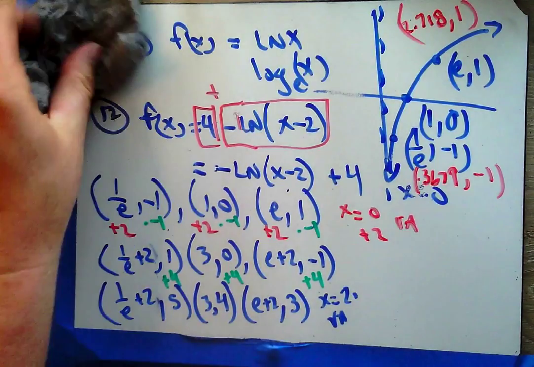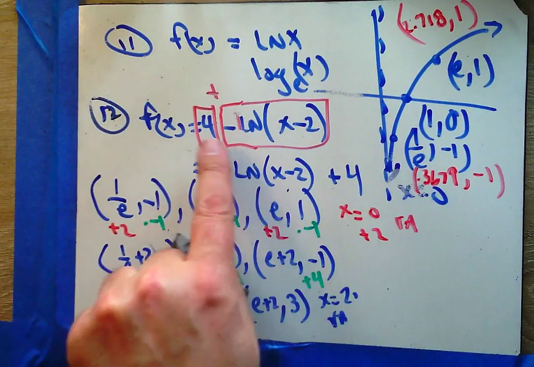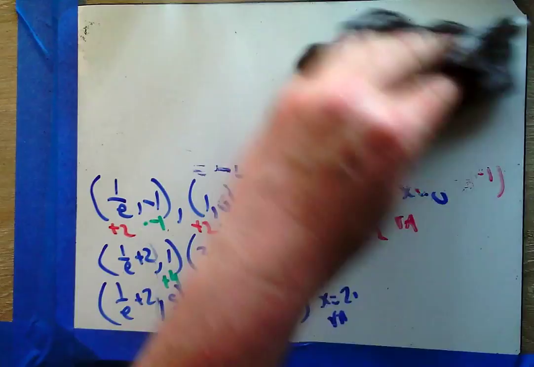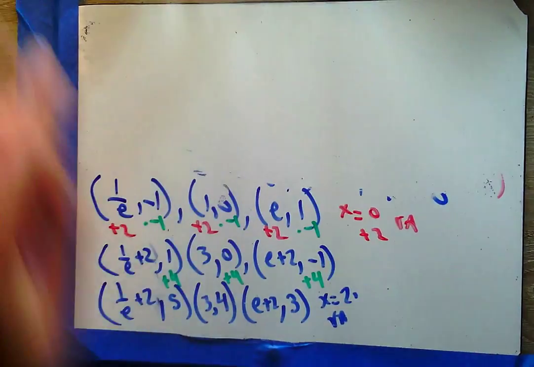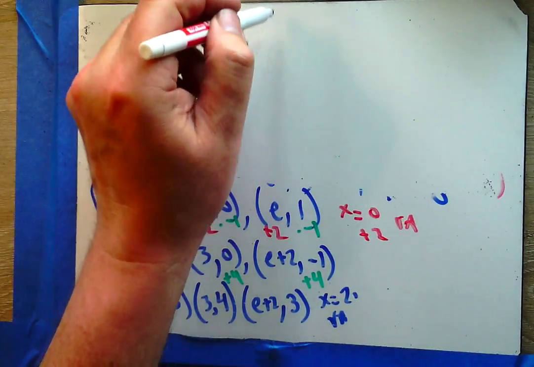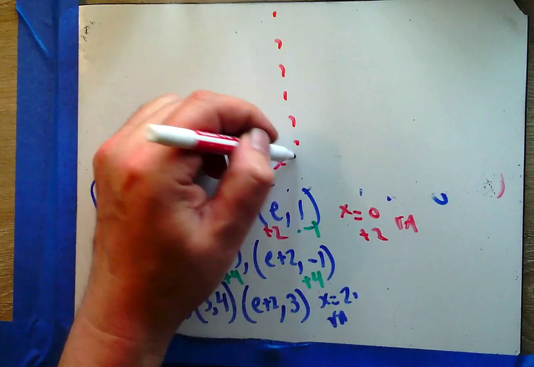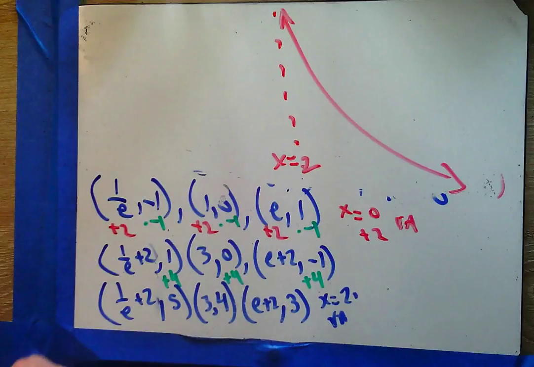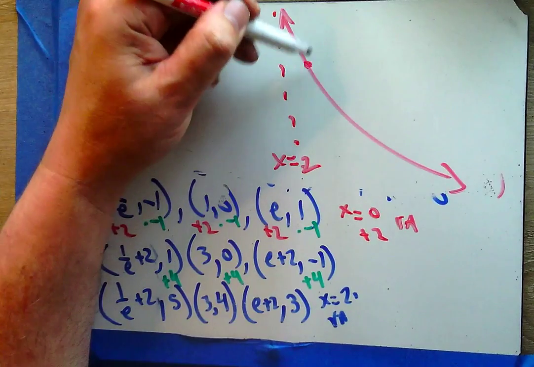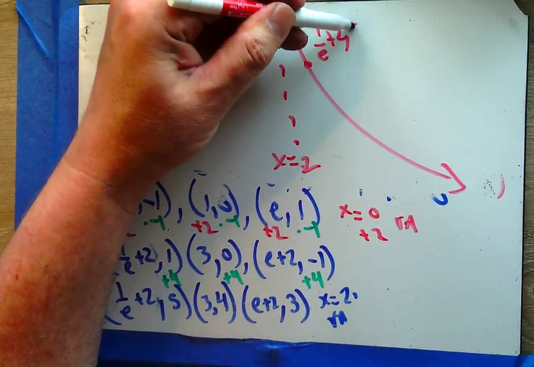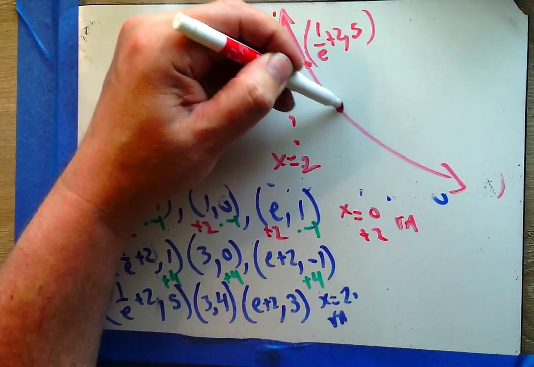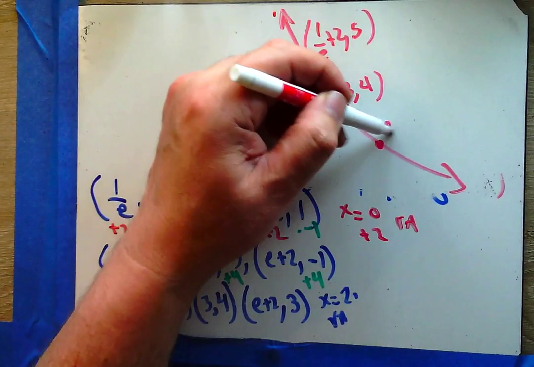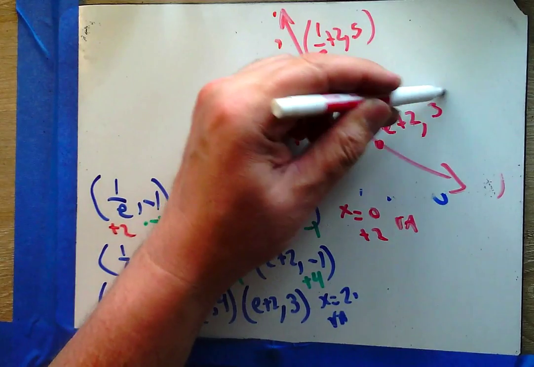So let's sketch what we know. Remember, it's this shape flipped upside down because of that negative. And so I'm looking at something that will have a vertical asymptote at x equals 2, but then we'll do this. Okay, and so this point over here, 1 over e plus 2, 5, and this point here, 3, 4, and this point here, e plus 2, comma 3.